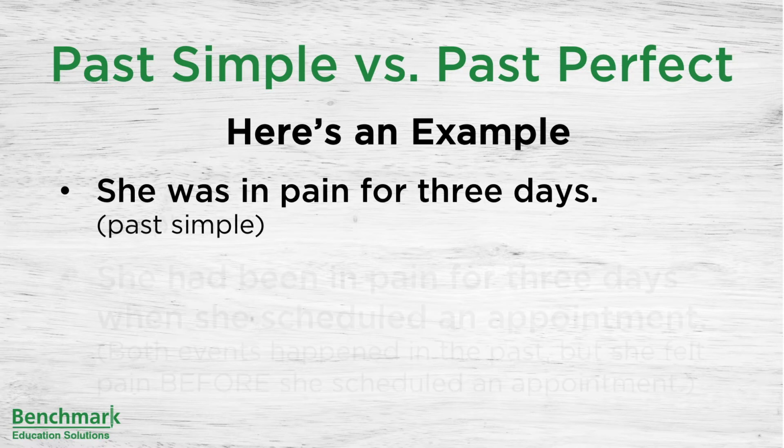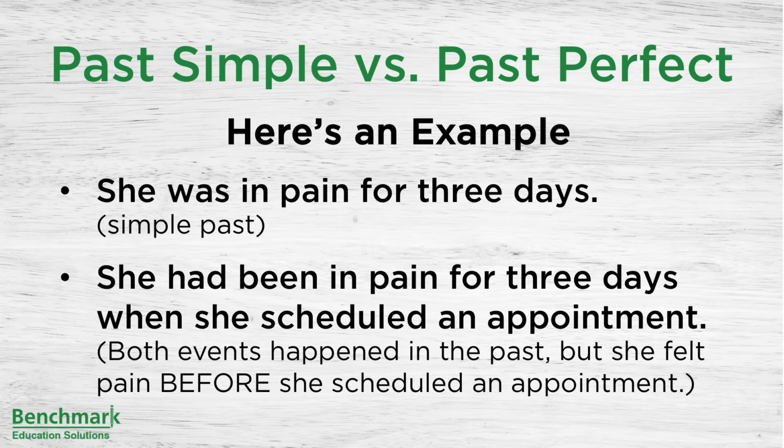But if we say, she had been in pain for 3 days when she scheduled an appointment, we're telling our reader that both of these events happened in the past, but she felt pain before she scheduled an appointment. The reason she scheduled the appointment is because she was in pain for 3 days. The first event that happened, her pain, is in the past perfect tense, and the second event, scheduling an appointment, is in the simple past.